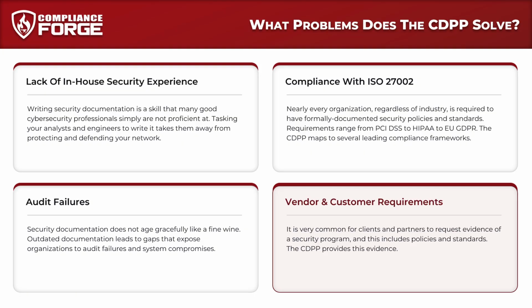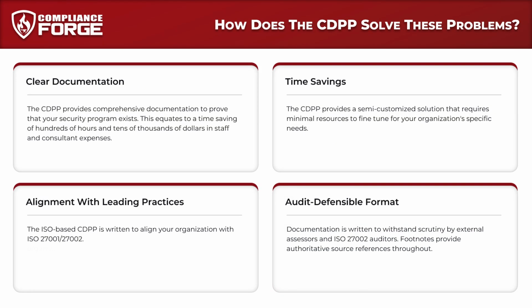And the fourth is vendor and customer requirements. It is very common for clients and partners to request evidence of a security program, and that includes policies and standards. The CDPP delivers 4 outcomes. The first is clear documentation. You receive comprehensive documentation to prove that your security program exists, saving hundreds of hours and tens of thousands of dollars in staff and consultant expenses.